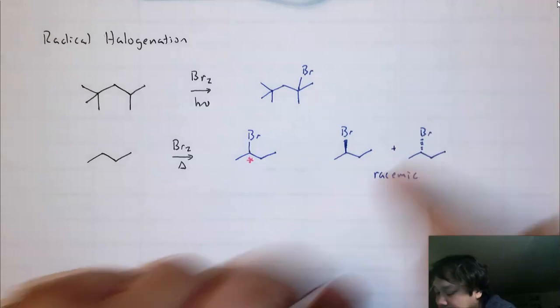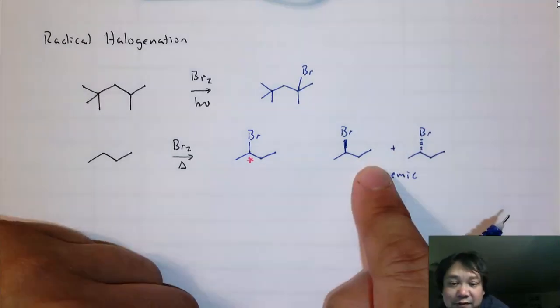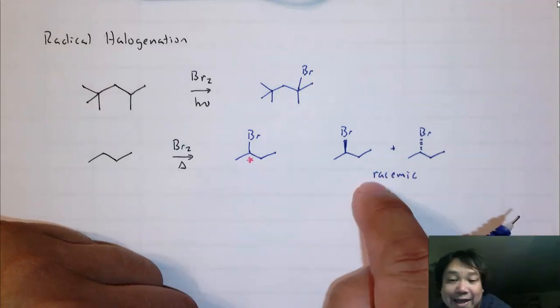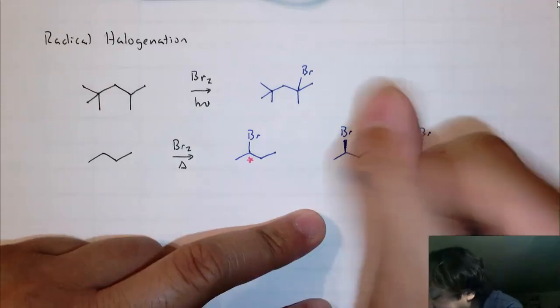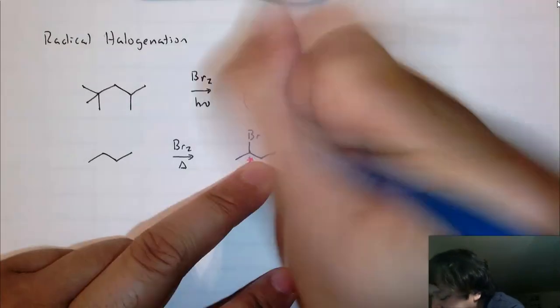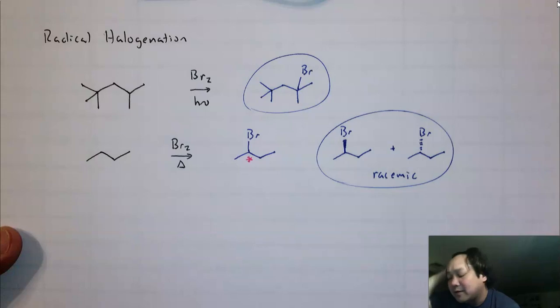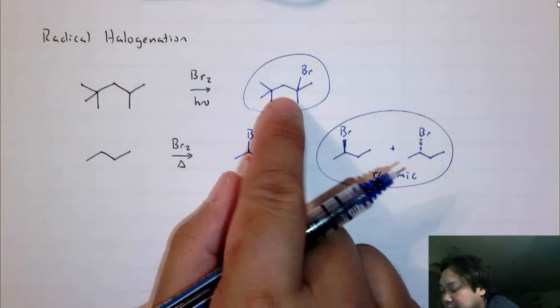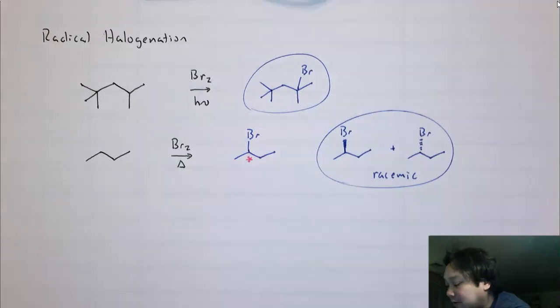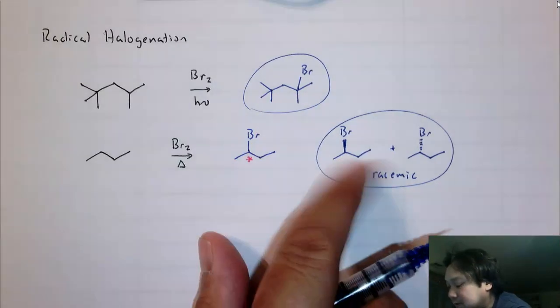When you have a product mixture that's a 50-50 mixture of R and S, or a 50-50 mixture of enantiomers, you get something that's racemic. Let me circle the final answers for both of these problems. So no wedge-dash here, because the carbon that we worked on is not chiral, but this one is, that one is.